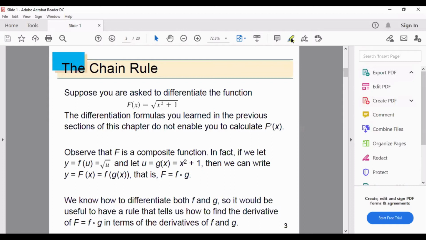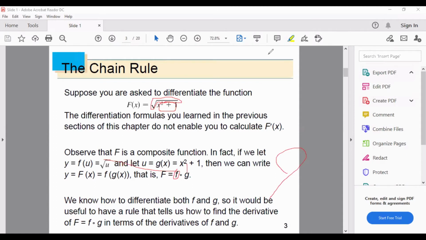Then we have two functions. We have one function inside and one function outside. The outside function is root x. The inside function is x squared plus 1. Then here we have the composition of two functions. Capital F is equal to the outside function, small f, the root, applied to the inside function, which is x squared plus 1. Then the question is: what do we have to do in order to evaluate its derivative?